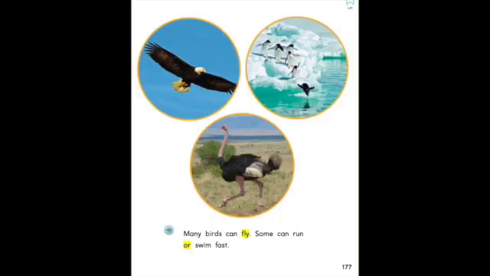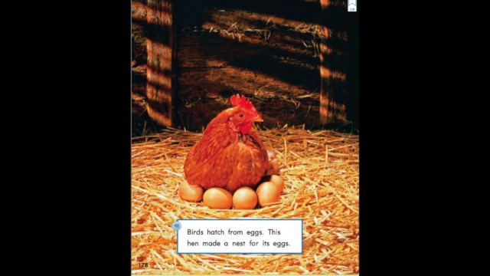So you can see in this picture, many birds can fly. Some can run or swim fast, but not all birds can fly. But that is one amazing thing that birds can do that other animals cannot, and that is fly. Birds hatch from eggs. This hen made a nest for its eggs.